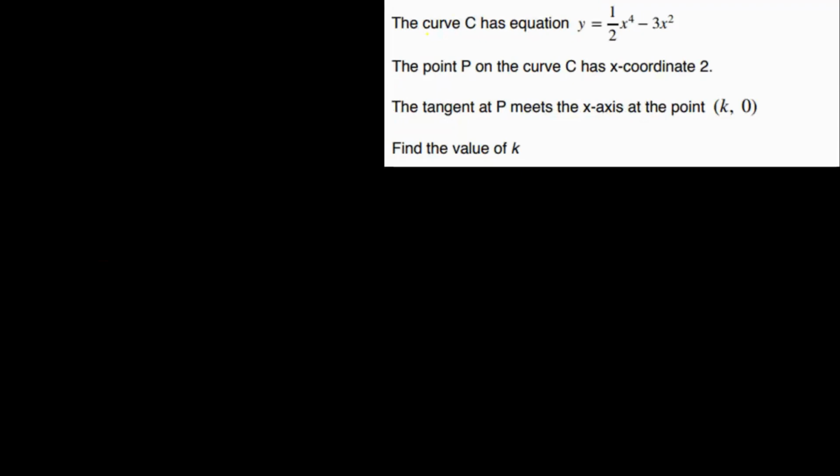Next question, they are asking: the curve C has equation y equals half x to the power 4 minus 3x squared. The point P on the curve C has x coordinate 2. The tangent at P meets the x-axis at point (k, 0). Find the value of k. Let's understand what they are asking. Let's suppose this is a curve and this is the point P. The tangent at point P, whose x coordinate is given as 2. We don't know the y coordinate, and the tangent cuts the x-axis at (k, 0). We have to find the value of k.